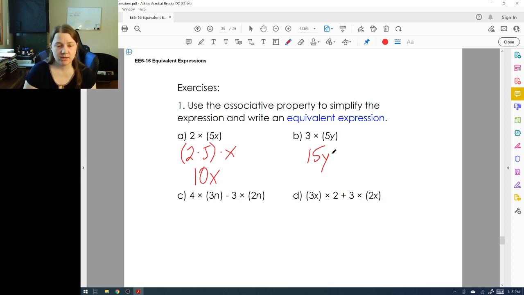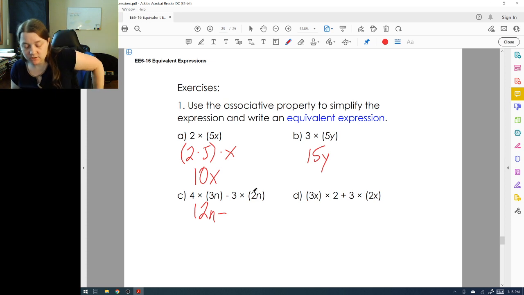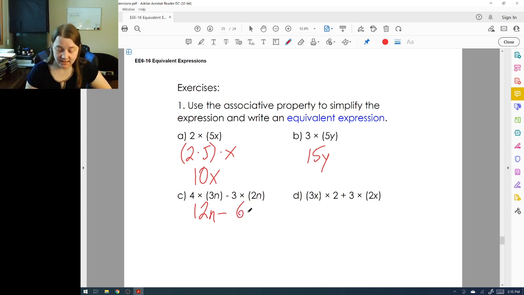When we get down to the more complex ones, we would see that we have all of these numbers. We're going to keep them on each side of the addition-subtraction sign because they're going to kind of start to get mixed up a little bit. 4 times 3n, 4 times 3, that would be 12n, minus 3 times 2n would be 6n. Now if I have 12 n's and I take 6 n's away, how many n's are left? 6 n's.